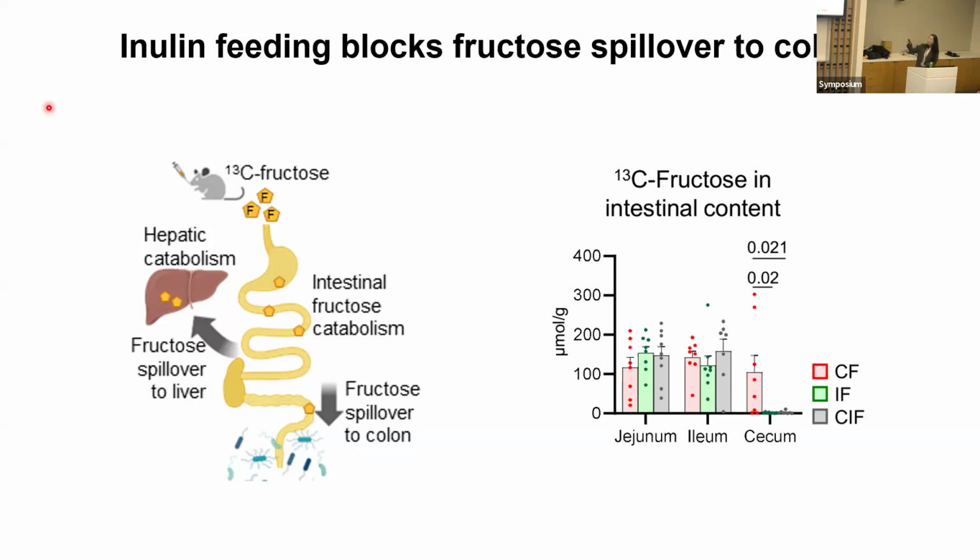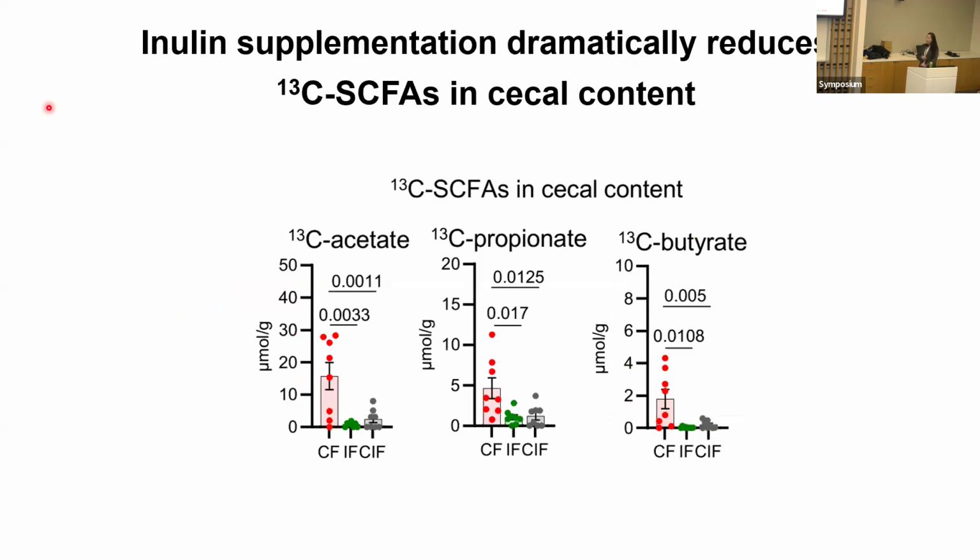But here, in the cecum, we detected a complete absence of labeled fructose in the inulin-fed mice. Consistent with the previous result, the labeled short-chain fatty acid, which is the major product of gut microbiome fructose catabolism, was similarly depleted in the inulin-fed mice.